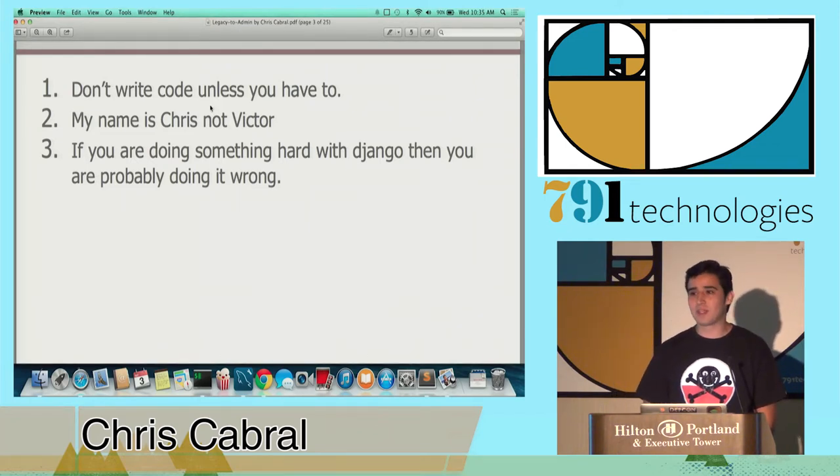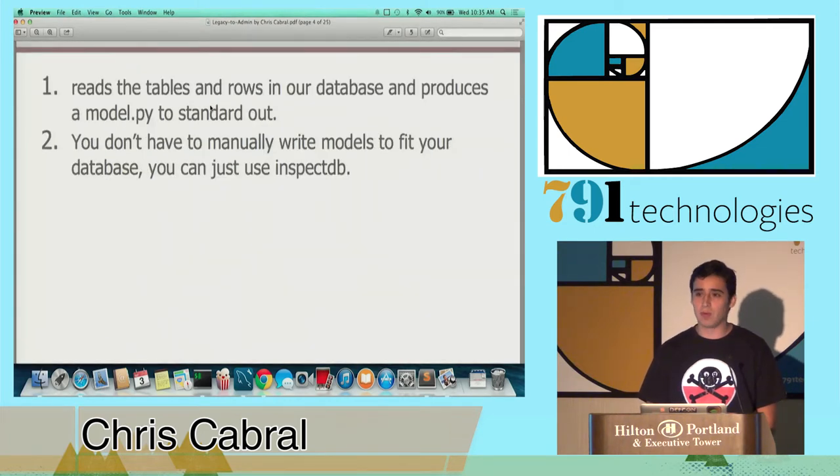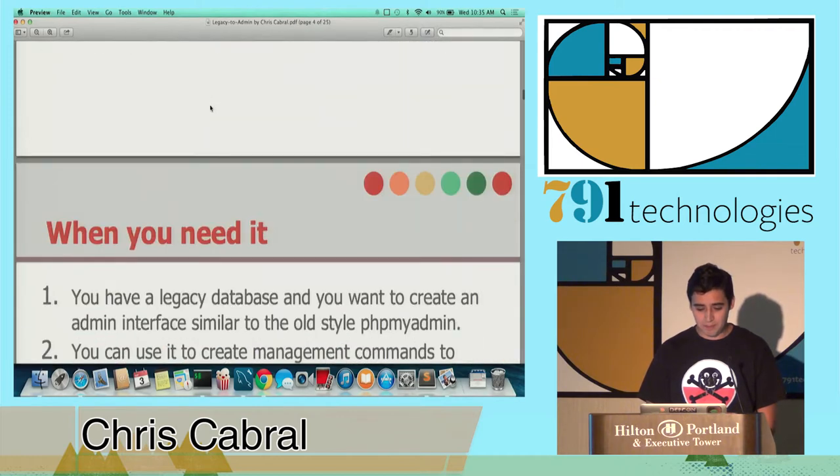So inspectdb is one way that you can save a lot of time if you're working with a legacy system. inspectdb reads tables and columns, not rows, in your database and produces a models.py to standard out. So you don't have to manually write this code. You could create a class that inherits from models.Model and give it an explicit db_table name, and you could go through every table in your database. But this just jumpstarts the process for you. It's not perfect, so we'll go over what you'll have to do afterwards, but it works pretty well.